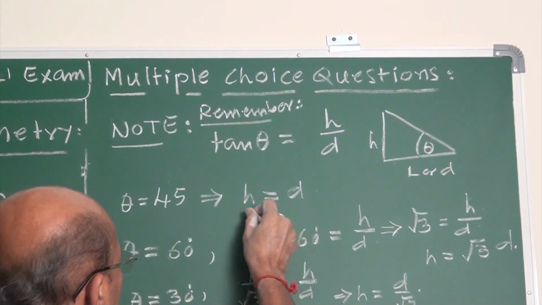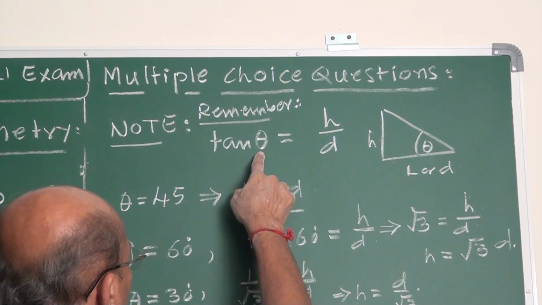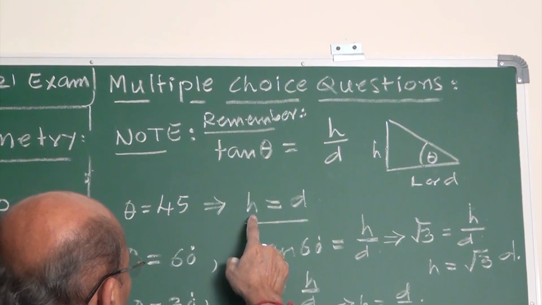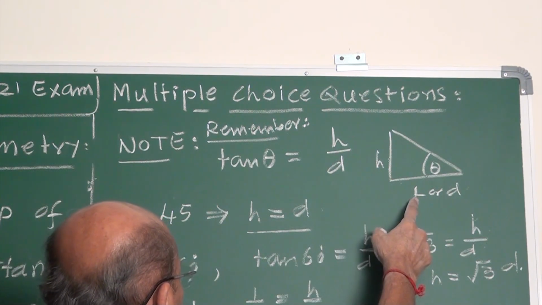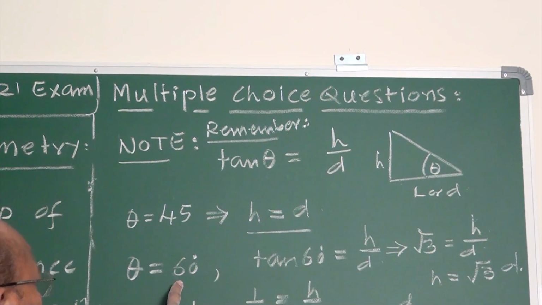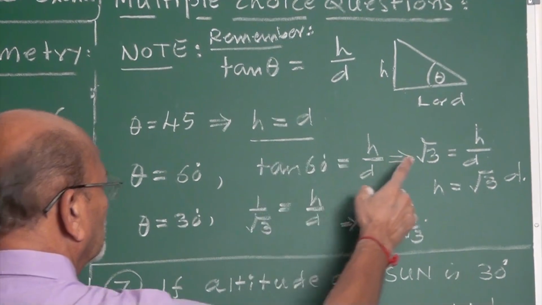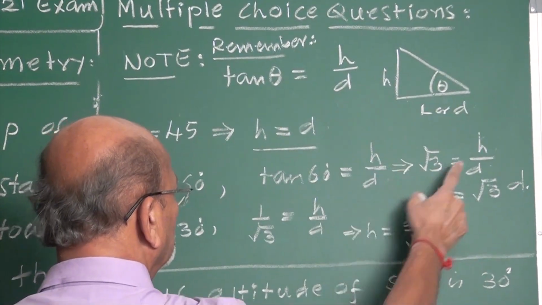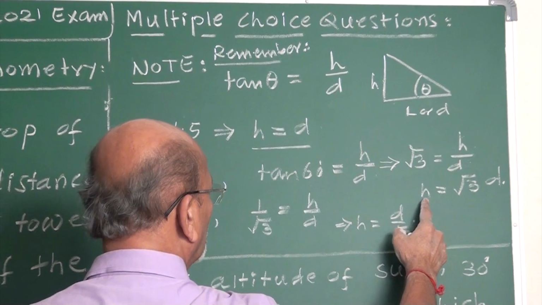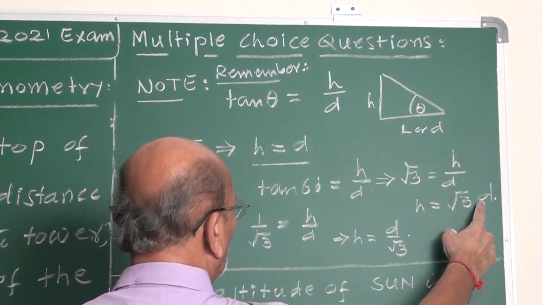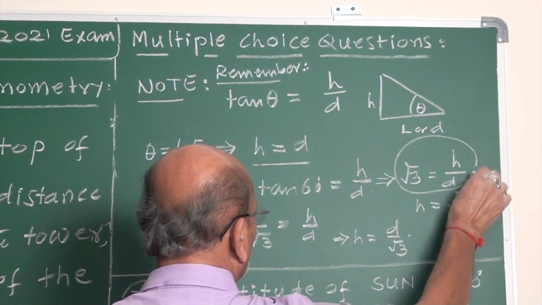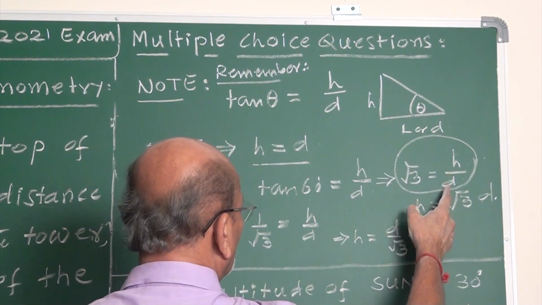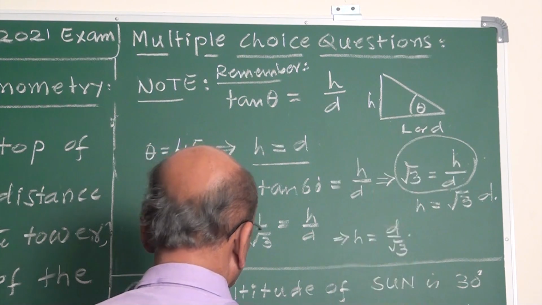You get directly h equal to d. If theta is 45 degrees, both heights and distances are the same. If theta is 60, tan 60 is root 3, so h upon d is root 3, so h is root 3 times d, or d is h upon root 3. You should write this first. Then, if h is given, you can find d. If d is given, you can find h.